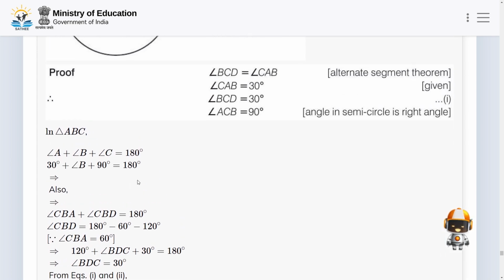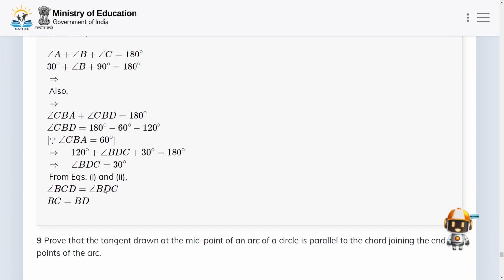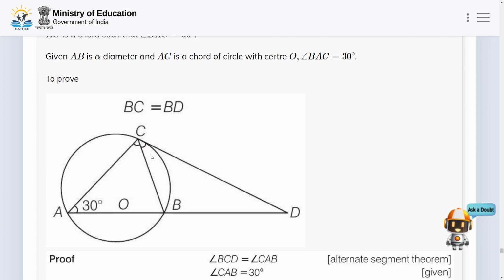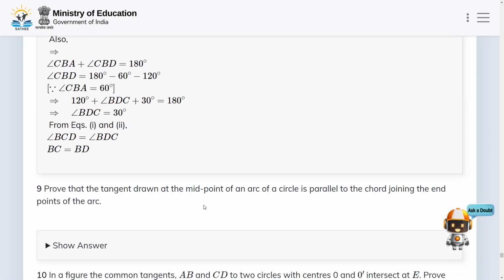Now from these two equations, equation number 1 and equation number 2, we get angle BCD is equal to angle BDC, and it implies BC is equal to BD. So BC is equal to BD. Hence proved. So now let us move to the next problem.